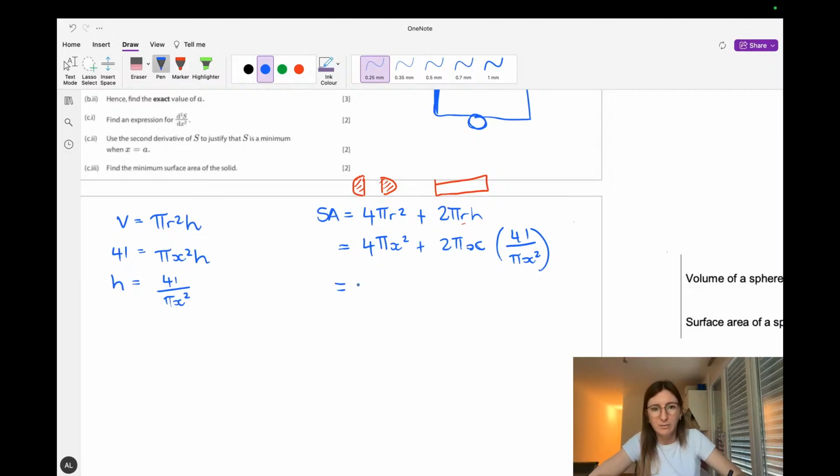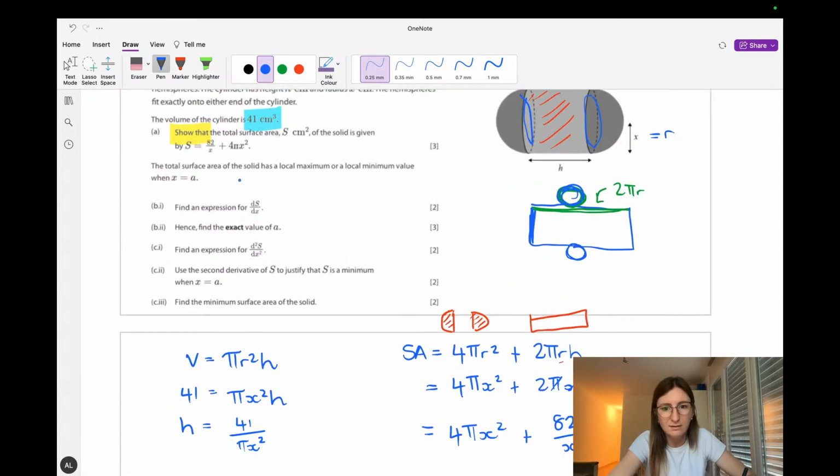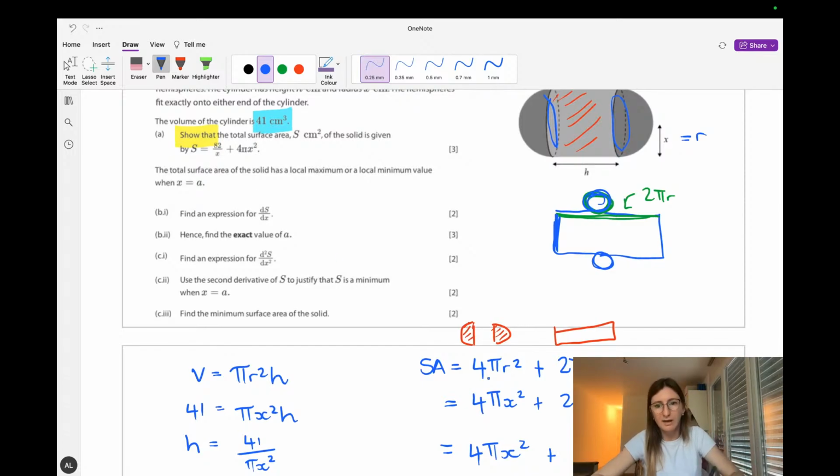So let's simplify that a bit. 4 pi x squared. Then we have a pi and a pi cancelling there. An x and an x squared cancelling there. 2 times 41 is 82 over, all that's left there is a little x. And now let's go back and see, does it look like what they said? Show that. Yeah, 82 over x. There we have our 82 over x. And 4 pi x squared, 4 pi x squared. Lovely. So we've shown that the surface area of the solid is that. So we wouldn't get a mark for that, but we'd get a mark for all of this showing it.